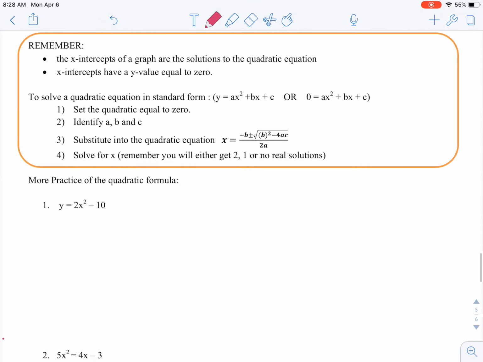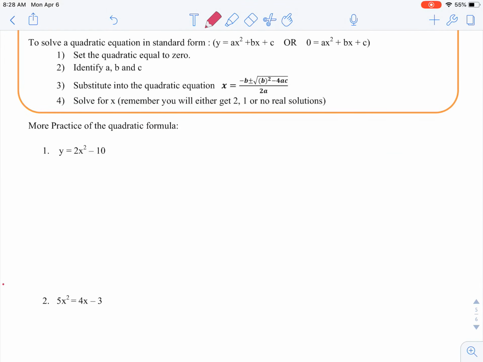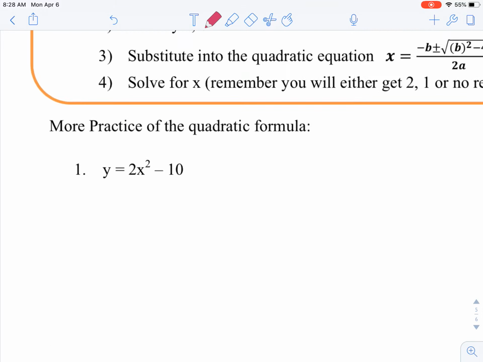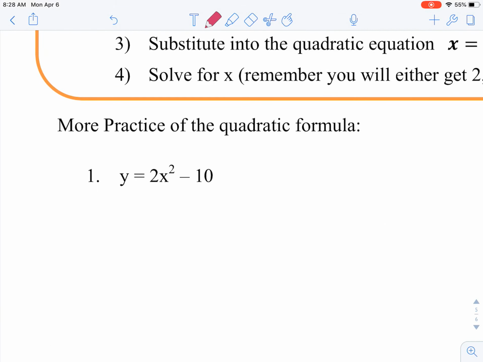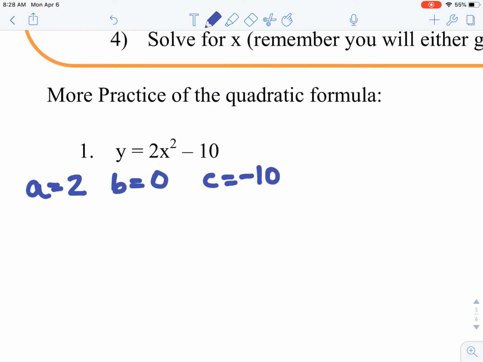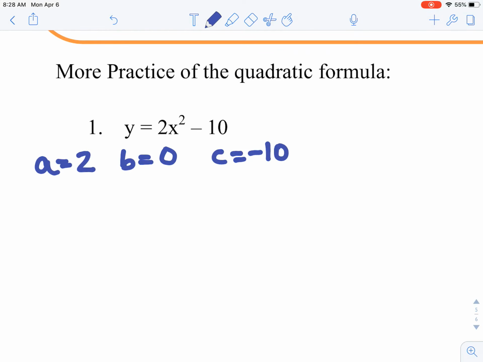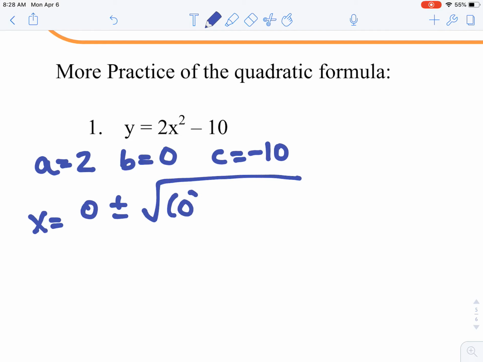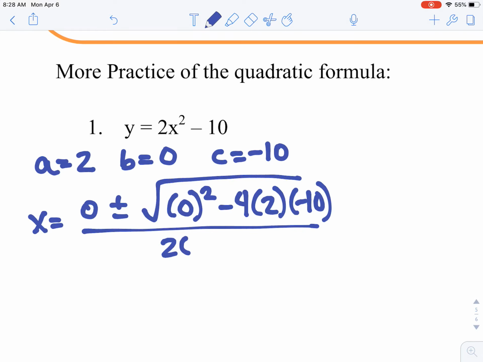All right, I'm going to go through these last three examples with you. So, they're going to be the same exact process. So A equals 2, B equals 0, and C equals negative 10. We're going to put these into the quadratic equation. B squared minus 4AC all over 2A.